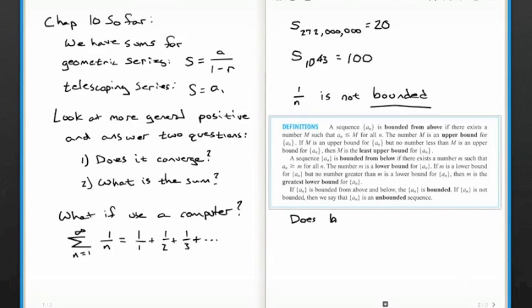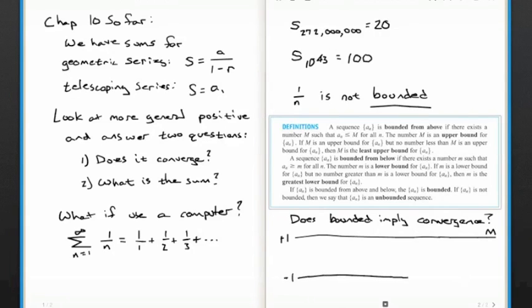does bounded imply convergence? It makes sense. If we're stuck, it must converge. Well, what if I've got, let's say, the number +1 here, and I put a -1 down here, and so I say this is my big M, and then I go down here, and this -1 is my little m.